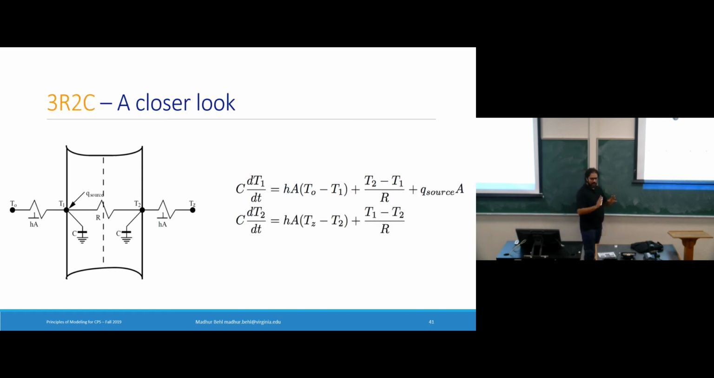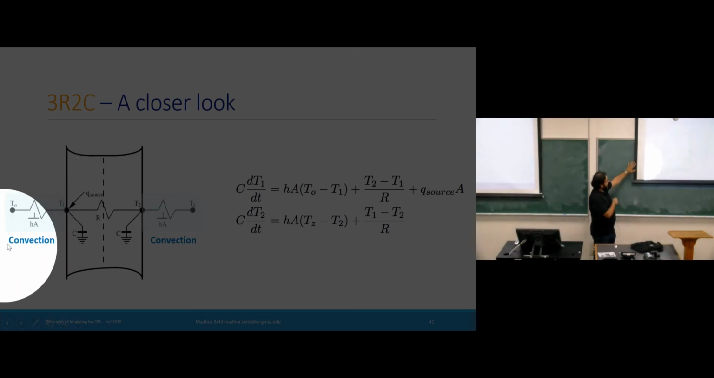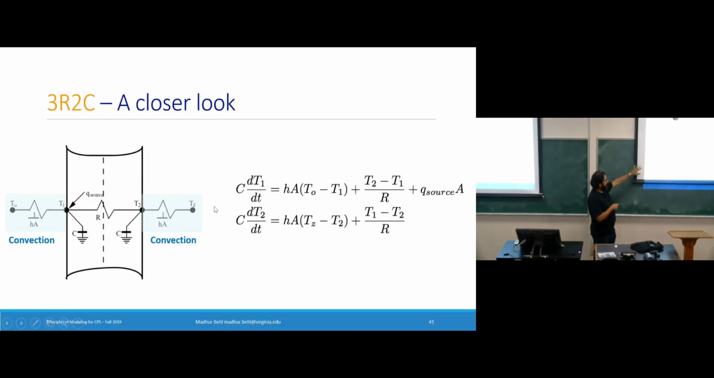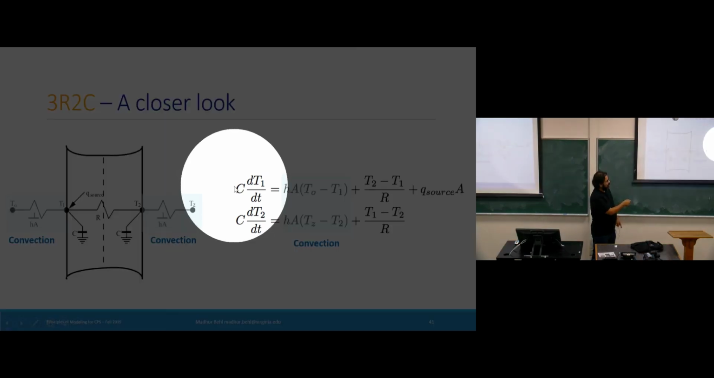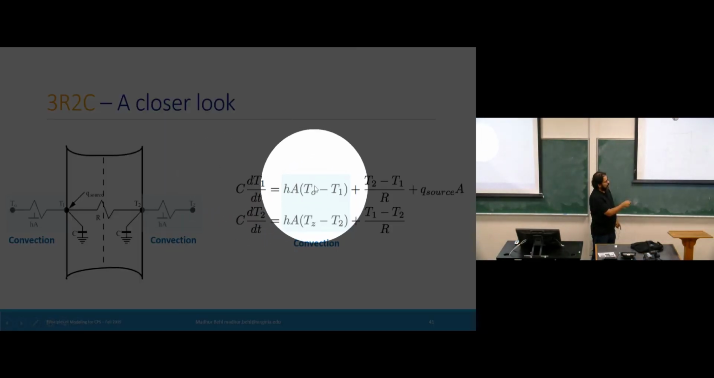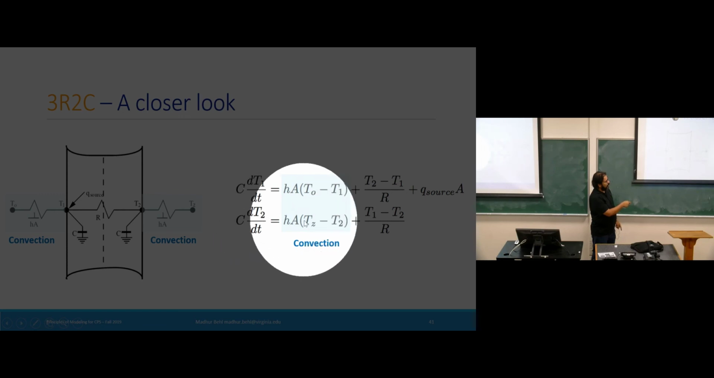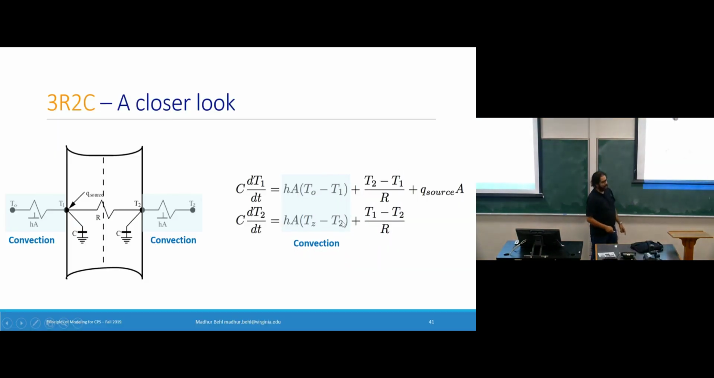So the last picture, and then we'll pick up from this point again, is to just explicitly show you where convection occurs. This point and this point, they are supposed to be colored, but this projector doesn't have enough resolution. Here is where convection occurs in the equations of the dynamics. Those are the convection terms, right? For T1, the convection is between outside and T1, and for T2, it's between the zone air and T2.